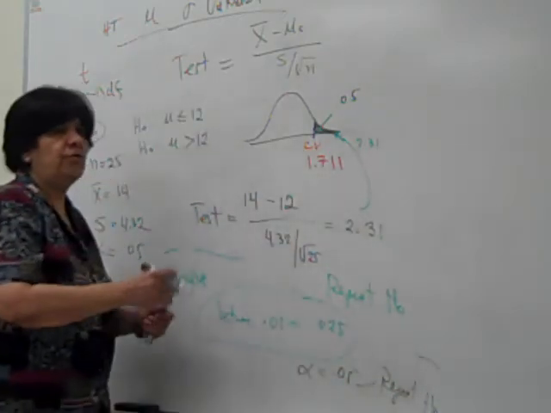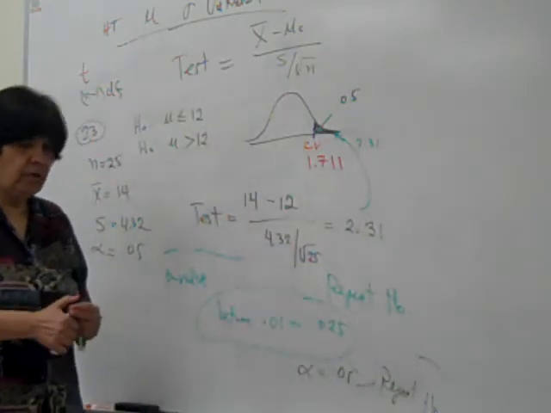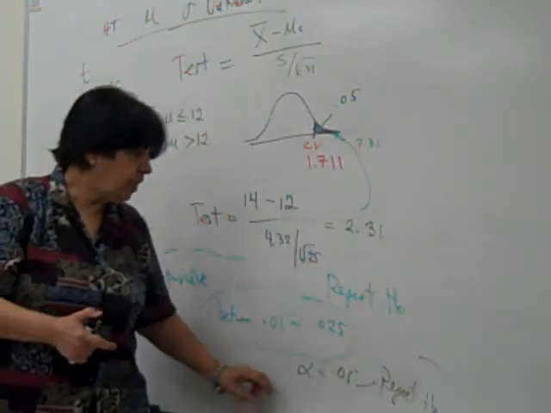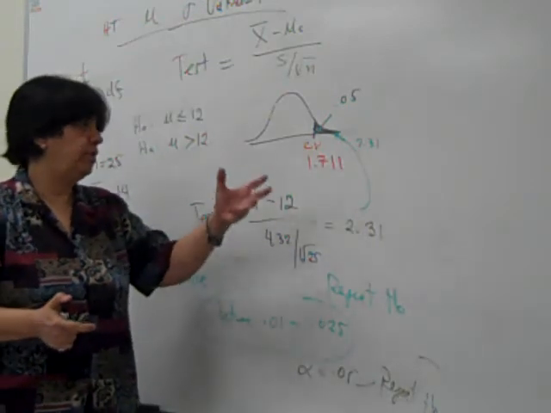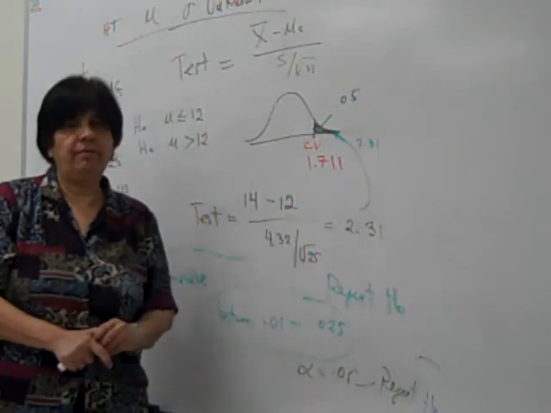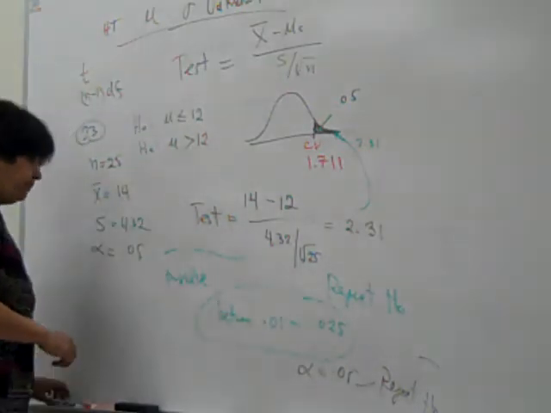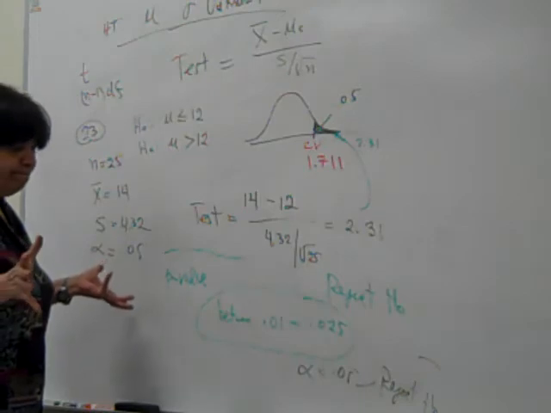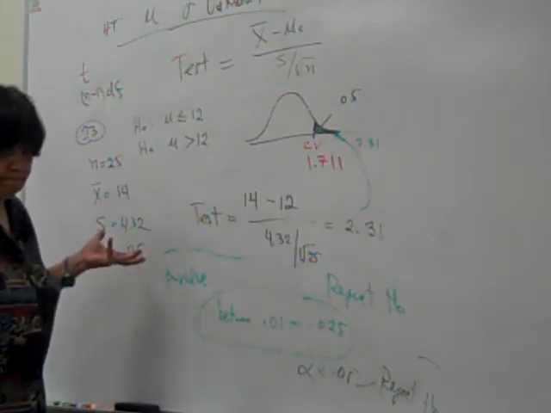Reject the null hypothesis, and you have the same type of conclusion using any of the approaches, the critical value approach and the p-value approach. That's it.